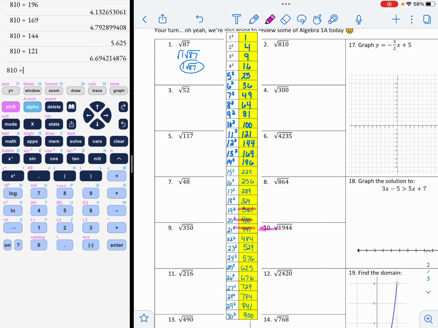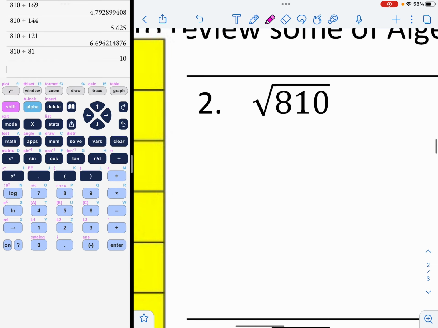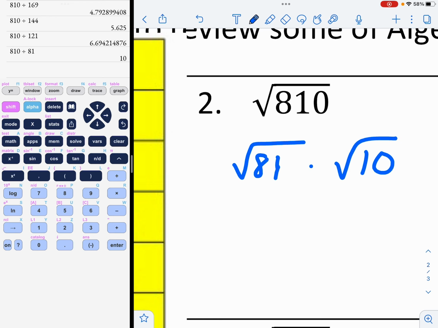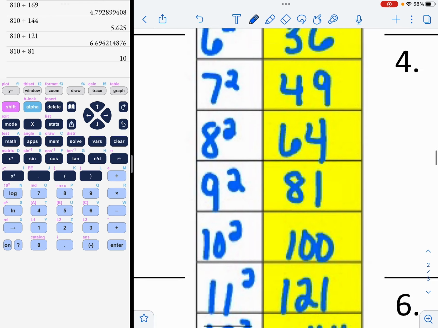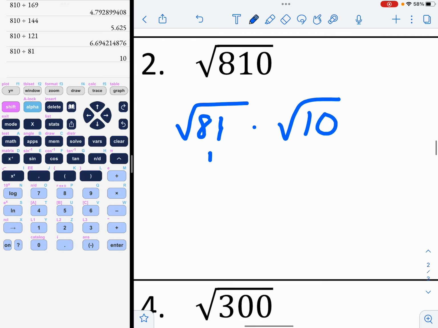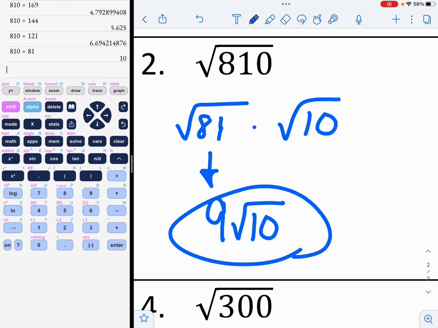810 divided by 100 won't work. How about 81? There it is. It's 81 and 10. So I'm going to do this. Instead of writing it like that, I'll do it as the square root of 81 times the square root of 10. The square root of 81, my list says, is a 9, right? So this becomes a 9, and then the square root of 10 drops behind it. So that's how you reduce a square root.